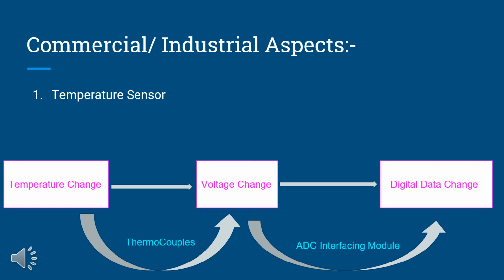In this slide you can easily observe that with the help of thermocouples, you can measure the change of temperature that takes place in a particular experiment, and we get it in the form of a voltage change. If you connect the voltage change through the ADC interfacing module, it converts the whole data from analog form into digital form. So as a whole, we get the result of a temperature change in digital form, and that's known as a temperature sensor.